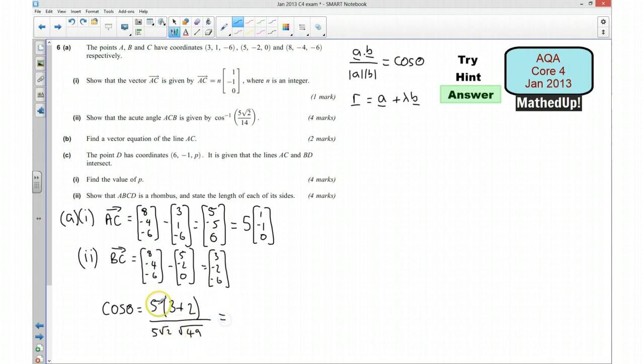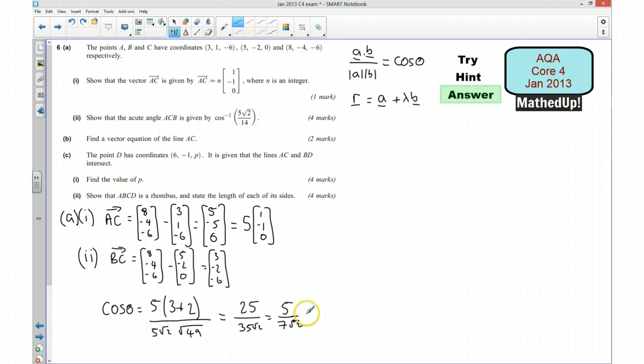So that's going to be 5 times 5, which is 25, over 5√2 times 7, which is 35√2. Simplifying that, 5 over 7√2. And there you go. Now it says over here that we want this in the form 5√2 over 14, so they've rationalized the denominator over here.